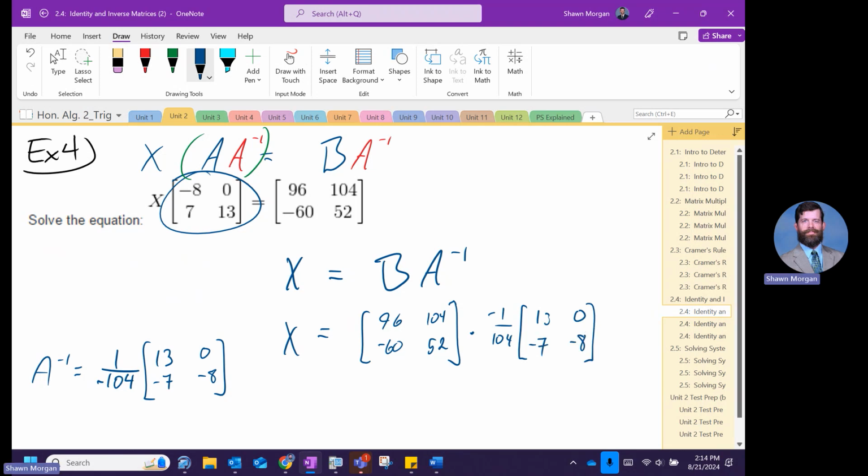All right, and I can multiply those two. Now, I do not like the idea of multiplying this times these 4 and getting 4 fractions and then doing a matrix multiplication.